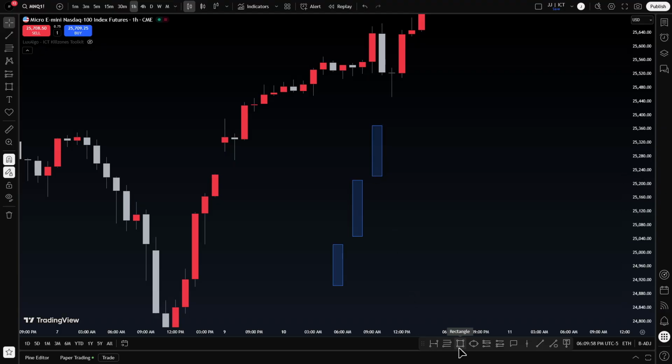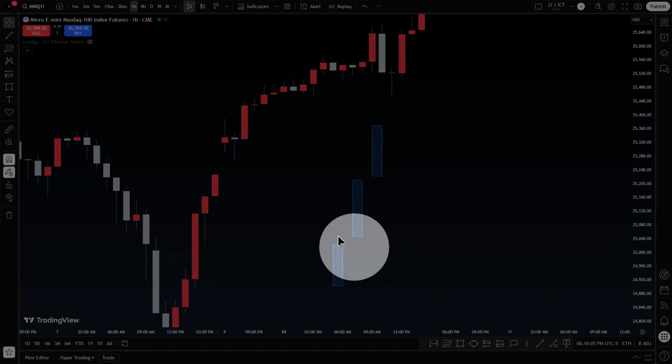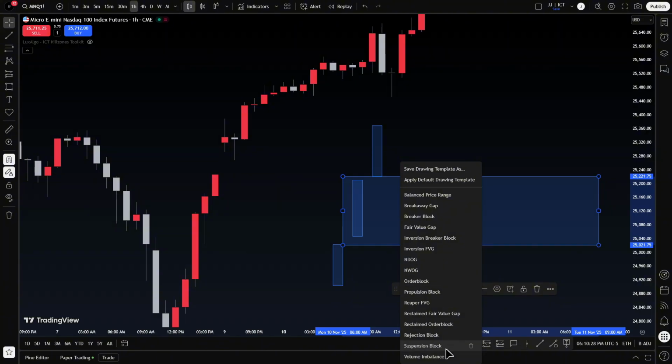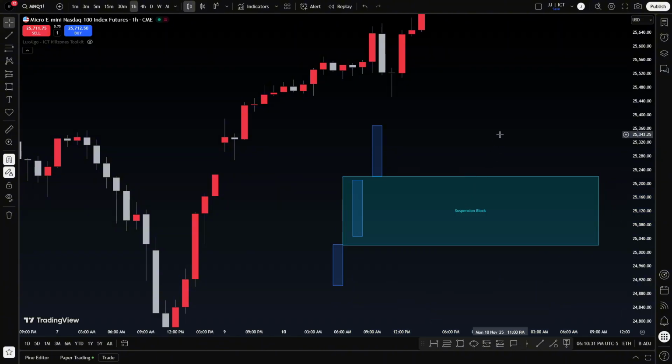Now I did mention this forms like a fair value gap, not saying it has to have a fair value gap right here within this area. No. A suspension block just has to have 2 volume imbalances on both sides of a series of 3 candles. Okay, so volume imbalance between the first 2, right here. And we have a volume imbalance between the last 2, second candle, third candle, right there. See that? So from here to here, from volume imbalance to volume imbalance is your suspension block.